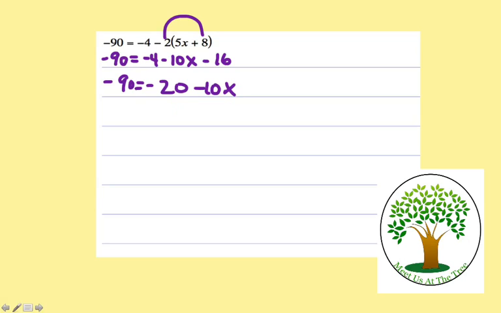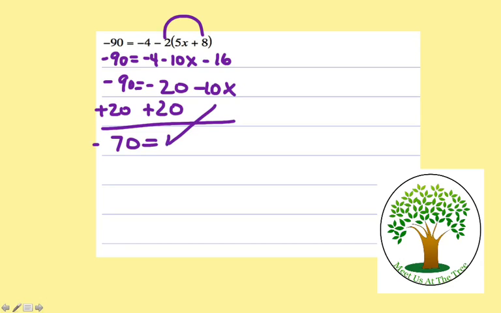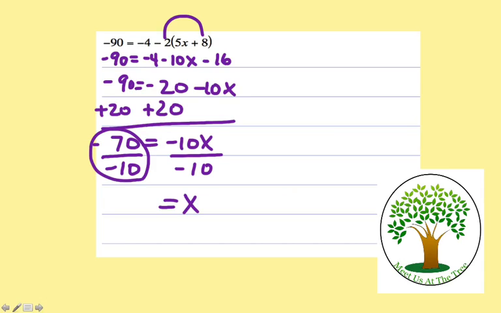So since the 20 is negative, I'm going to add it to the other side. And this becomes 70, or negative 70. Bring down that negative 10x. I'm now going to get rid of that 10x. The negative 10x here is being multiplied by that x, so we're going to divide by the negative 10 on both sides. X will equal negative 70 divided by negative 10, which is 7. Let's look at another one.